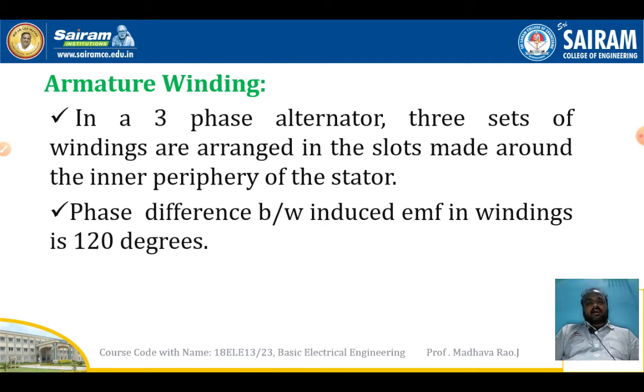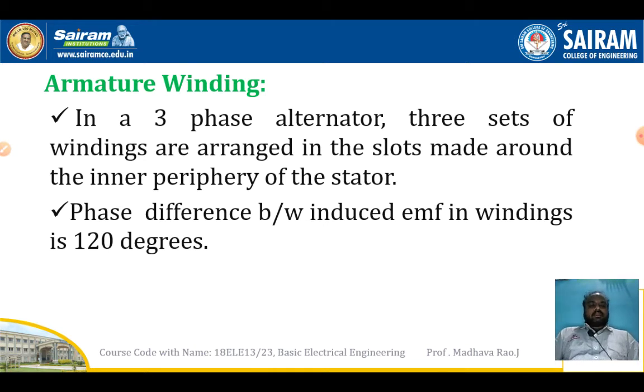In a three-phase alternator, three sets of windings are arranged in the slots made around the inner periphery of the stator. That is known as the armature winding. This winding is used to produce the EMF in the synchronous generator. The phase difference between these three windings, and between each induced EMF, is 120 degrees.